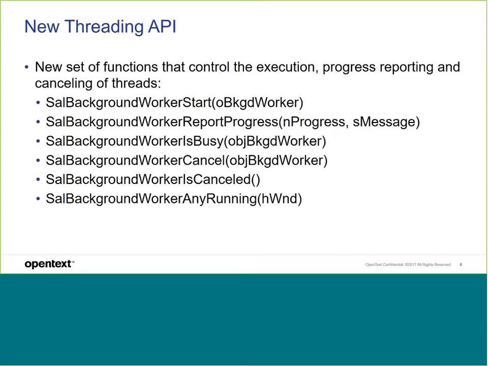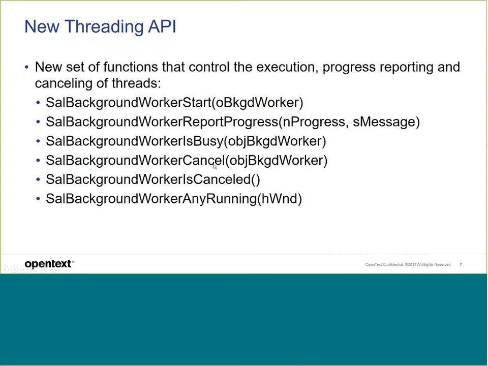So here are the API functions for threading. StartBackgroundWorker.Start starts the actual thread code. With BackgroundWorker.ReportProgress, you send the progress value and the text message to the user interface of the application, which can then be displayed to the user. We can find out if a thread is actually running with StartBackgroundWorker.IsBusy.